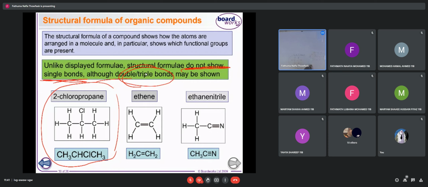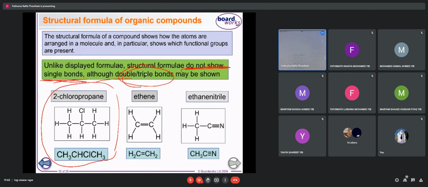This part is CH3. After this part is CHCl. After this part again it is CH3. This is what we call the structural formula. Part by part you need to write. How can you write the structural formula for this one? Start from here, CH3 and another CH3 like this.